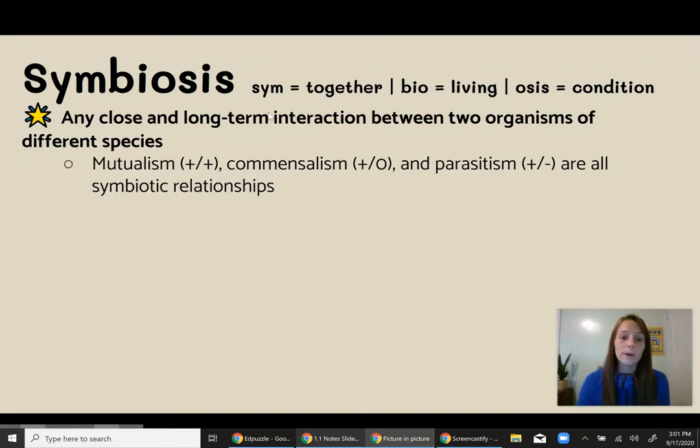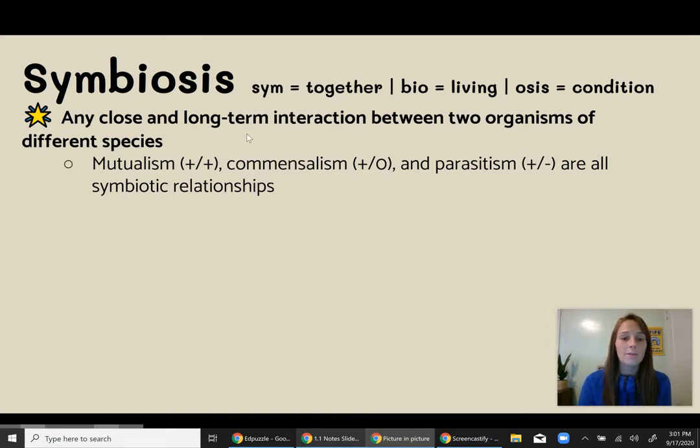Now, the next way that we can have interactions with organisms is going to be through symbiosis. If you break down the Latin parts, it can help you remember what symbiosis stands for. So sym means together, bio is living, and osis is a condition. So it's going to be any close and long-living interaction between two organisms of different species. That's the important part here, is that they are different species. The same species is not symbiosis.